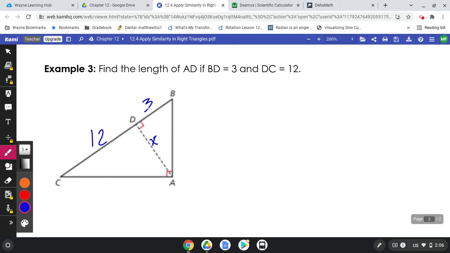On the small triangle here, I have 3 and x, so if I put 3 over x, it will equal, so 3 over x would equal x over 12. Cross multiply, x squared equals 36. We need to take the square root of both sides. Square root of 36 is 6.